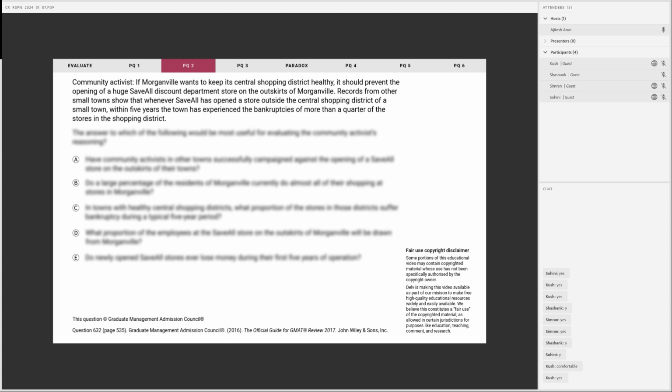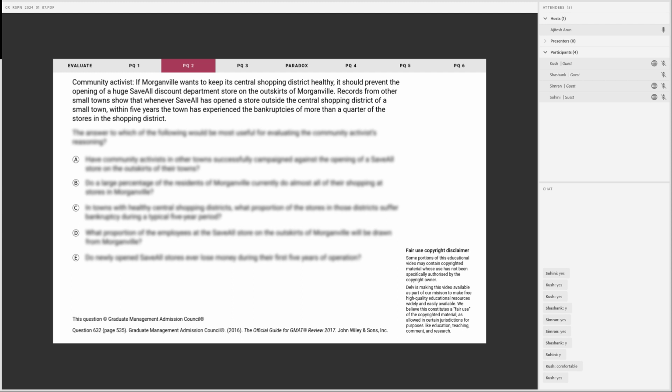In my experience, option B is the option that a lot of people are tempted to mark. Now, let's take a look at the information given to us. If Morganville wants to keep its central shopping district healthy, it should prevent the opening of a huge Save All discount store on the outskirts of Morganville.